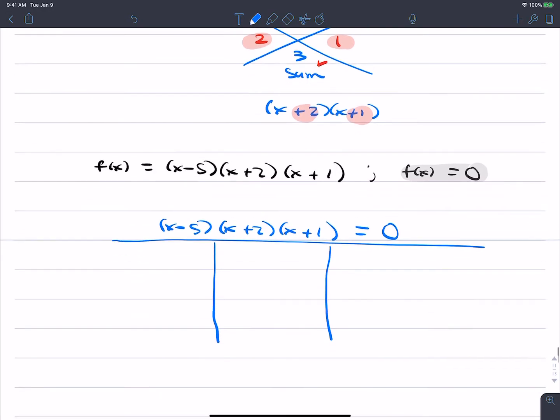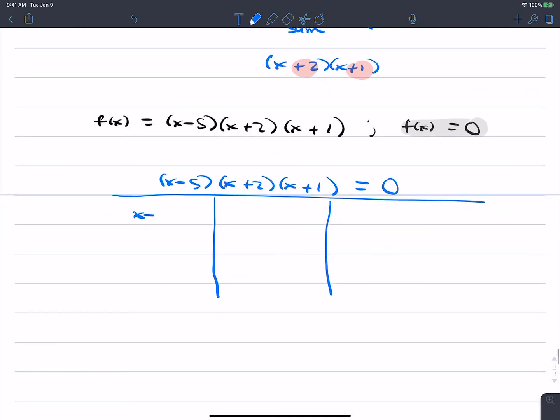Use your zero product rule. X minus 5 is 0. X plus 2 is 0. And x plus 1 is 0. This is the zero product rule. Again, meaning when you multiply all three terms together and it equals 0, it simply means either of those terms are 0, or a combination of those terms were 0.